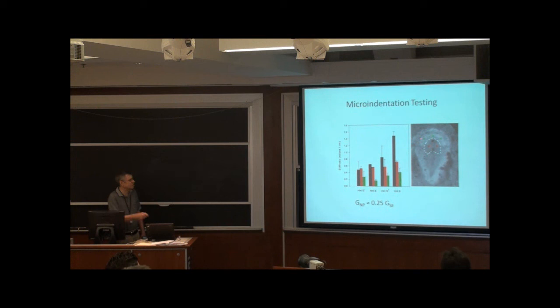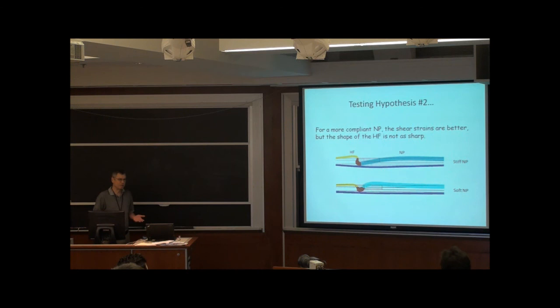But these are microindentation tests. This doesn't tell you what the shear modulus is. The stiffness of the microindentation test is proportional to the thickness cubed. And so if you take into account the geometry, you'll find that the modulus within the neural plate is actually about 25% that of the surrounding surface ectoderm. So next, we just include that possibility into the model.